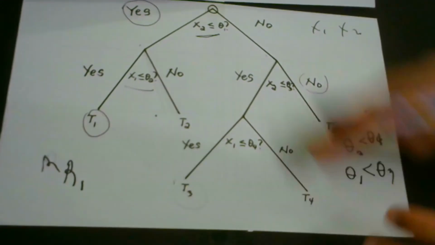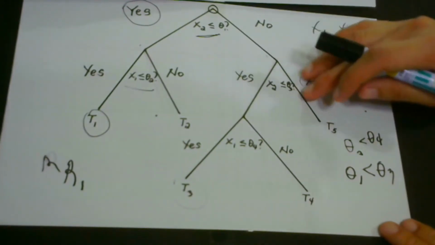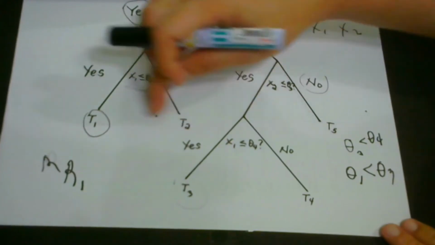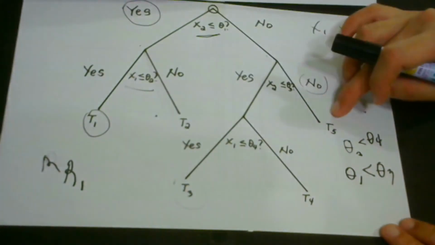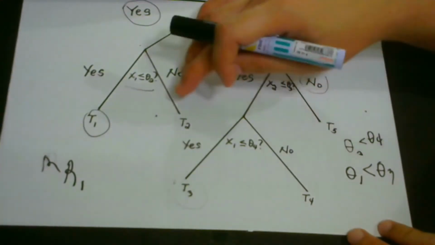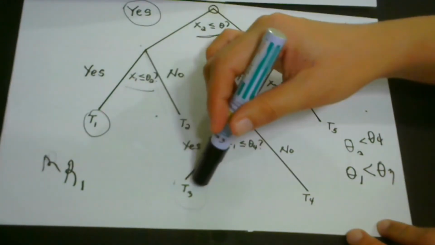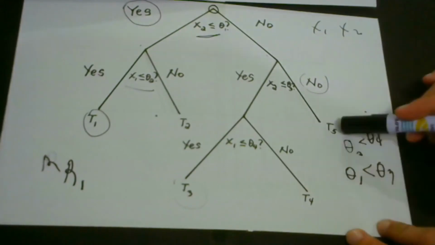So as you notice, we have been discussing about the different regions, and each region of each of these 5 nodes represents its own class. So T1 is a different class, T2 is a different class, T3 is different, T4 is different, and also T5.